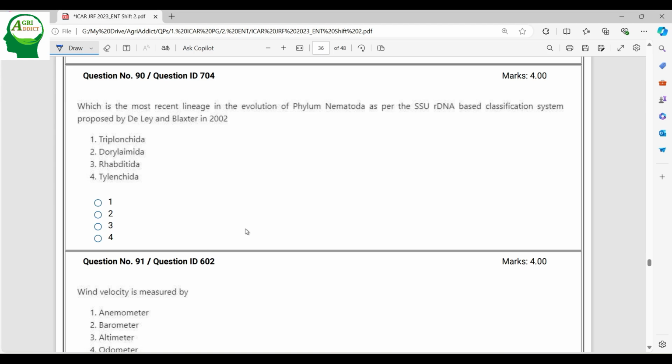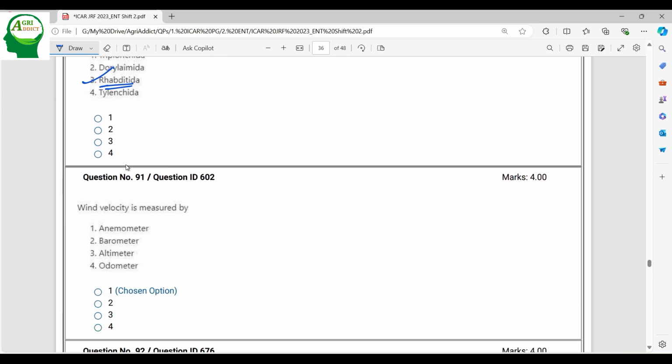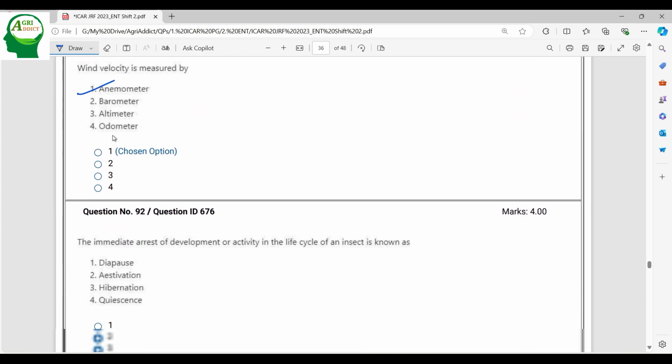Which is the most recent lineage in the evolution of phylum Nematoda as per the SSU rDNA based classification system proposed by De Ley and Blaxter in 2002? A question somewhat different from this was there in paper 1. Here they mainly classified and proposed the classification of Rhabditia. So Rhabditia is the correct answer. Next question is, wind velocity is measured by anemometer. A very basic question.